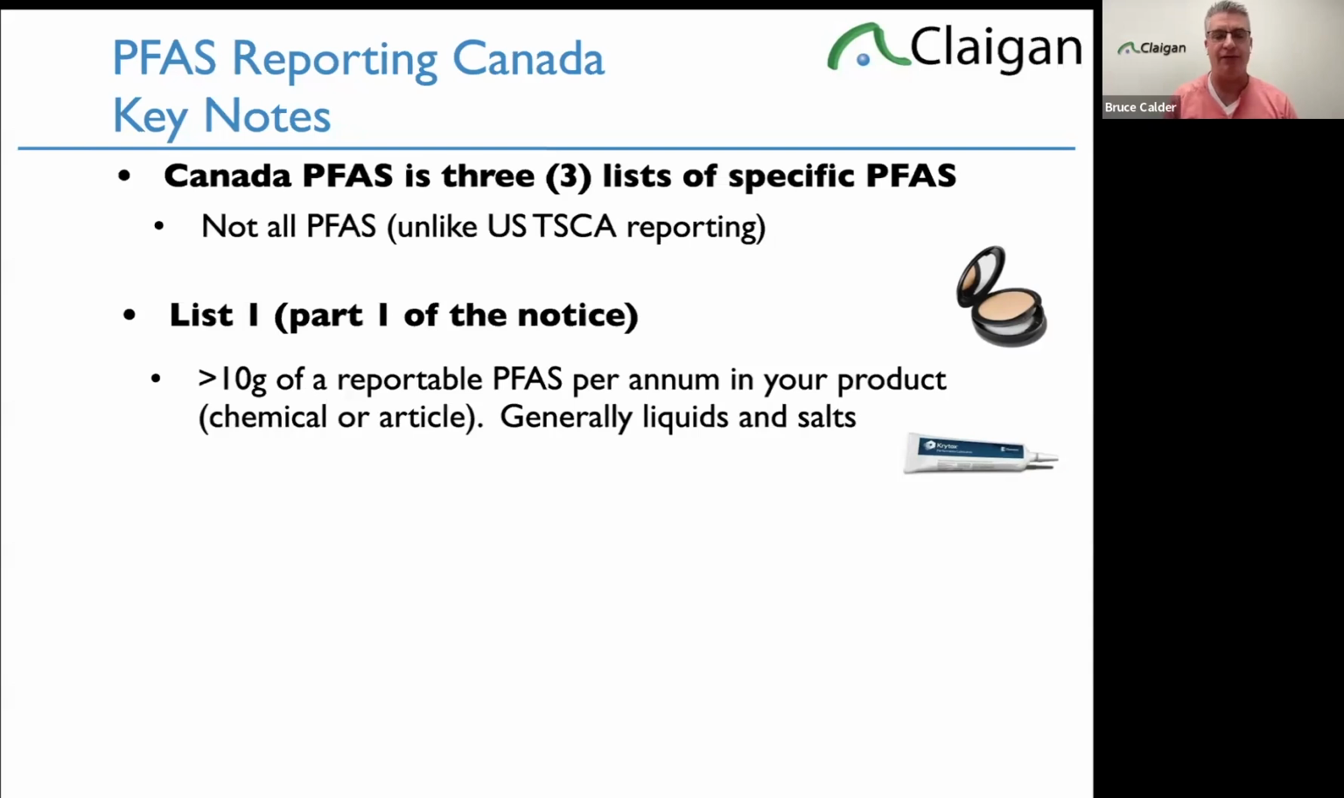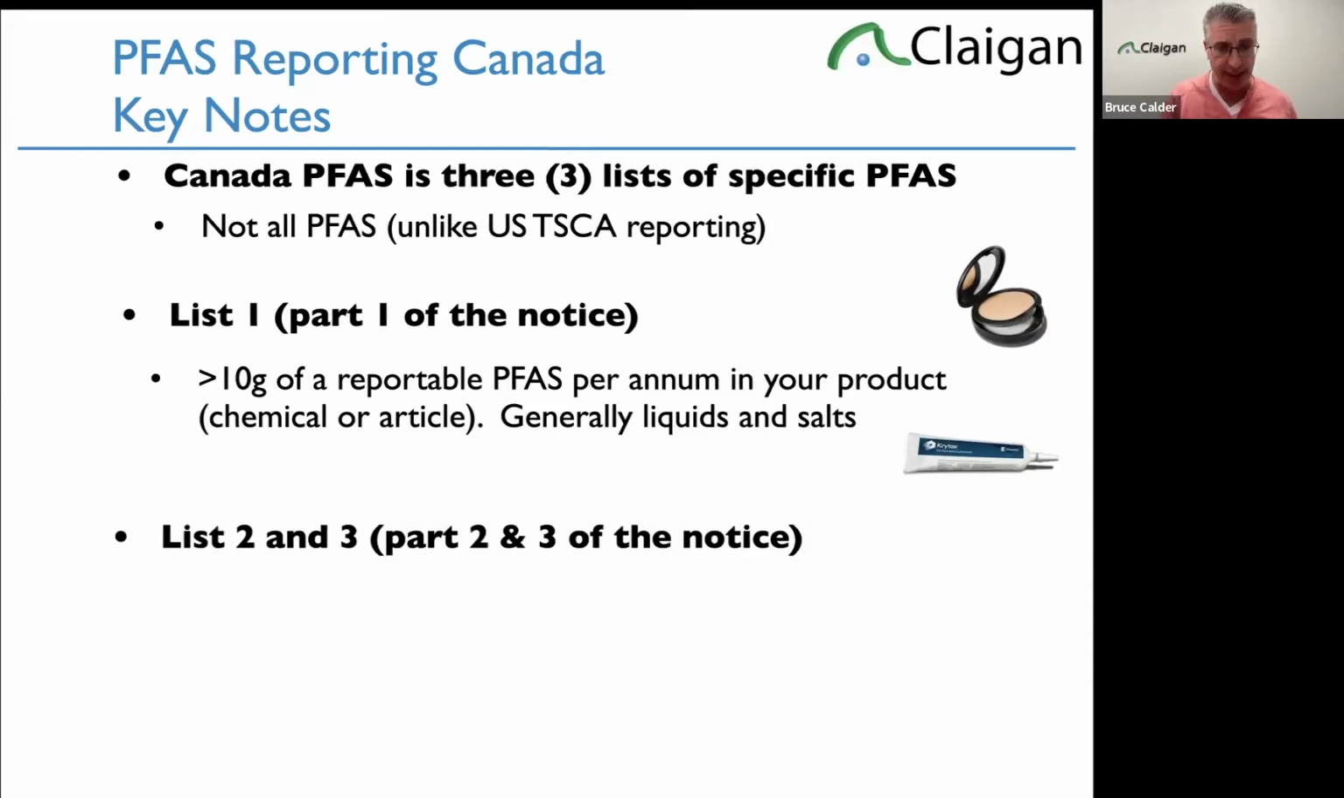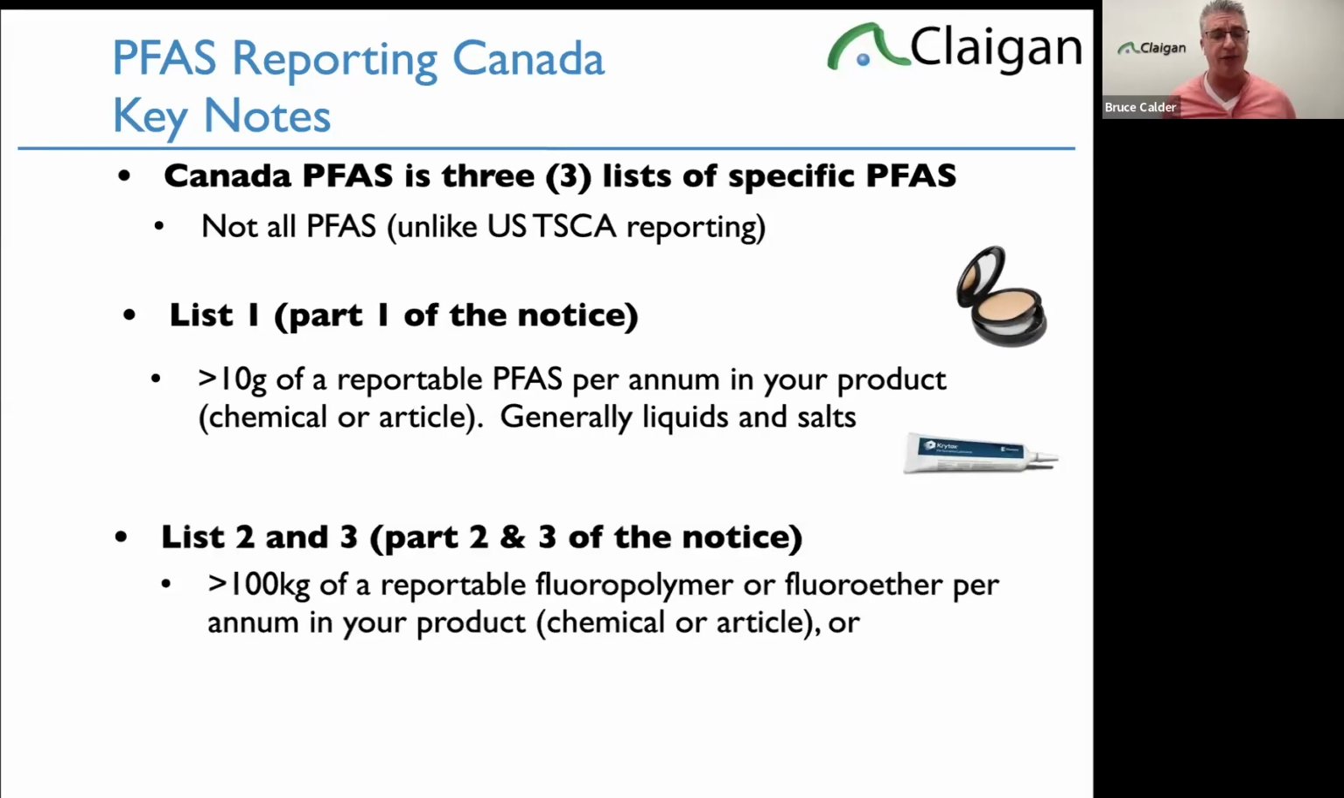And those are actually a bit of a nightmare for physical products, guys, because generally the reporting limit is super high, except for some of your lubricants where it's 10 grams. It's like 1/5 of a toothpaste tube, which you easily go over in your lubricants. So list 1 is a bunch of liquids and salts, basically. List 2 and 3, part 2 and 3 of the notice, you have to report if you have over 100 kilograms of that. And they're mostly fluoropolymers or fluoroethers. Fluoroethers, think of it mostly as refrigerants. It's not quite true. Or fluoropolymers like PTFE and fluoroelastomers like FKM. If you're over 100 kilograms, which is a lot.